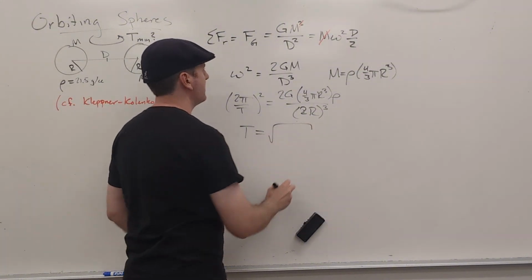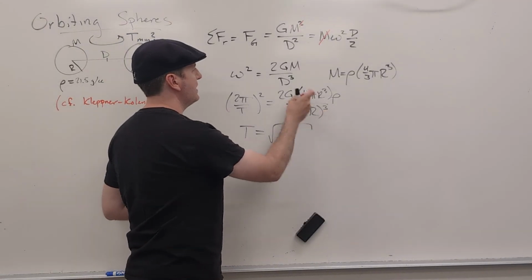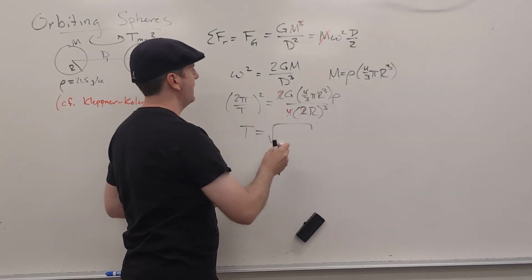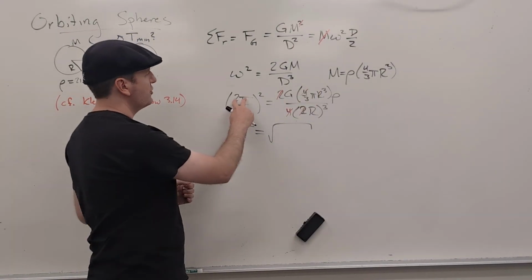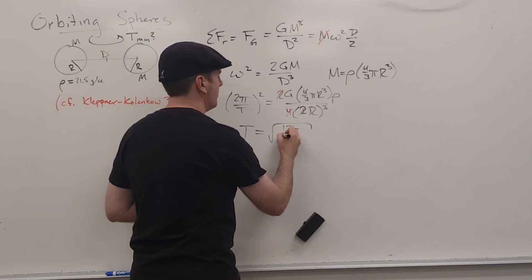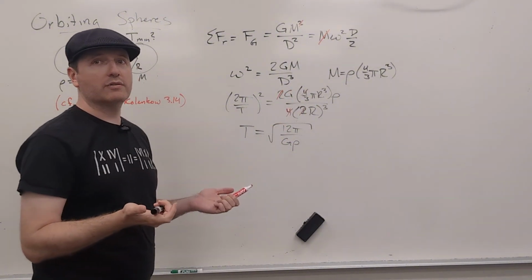It'll be a square root. A lot of this stuff cancels, so the 2 cubed here and one of those will cancel down to a 4. The 4 here and here will cancel. There's also a 2 pi here that I'll go ahead and push inside, and we'll end up with 12 pi over G rho. All the r cubes cancel out.